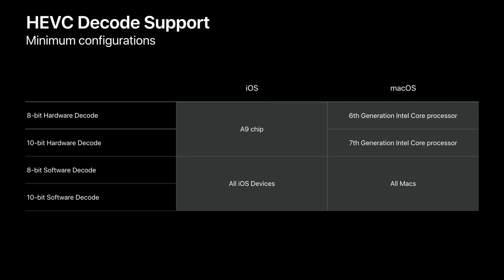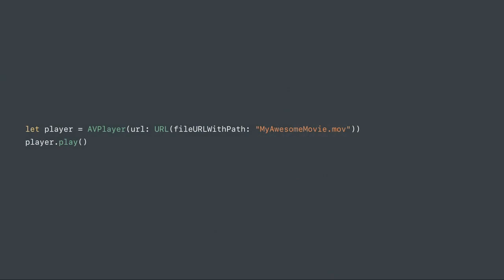So now let's go over some code you might have, and let's convert it to HEVC playback. So here we're playing My Awesome Movie, making a URL, then a player, and playing it. So this is the H.264 version. And now here's the HEVC version. There's no changes. So to play an HEVC movie file, you don't need to change any of your code.